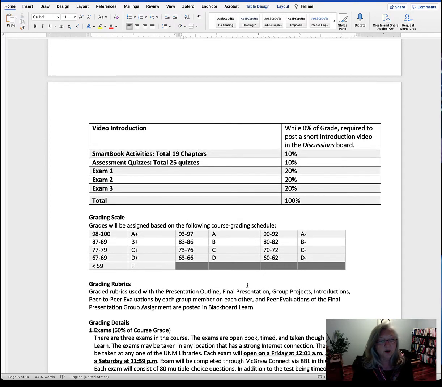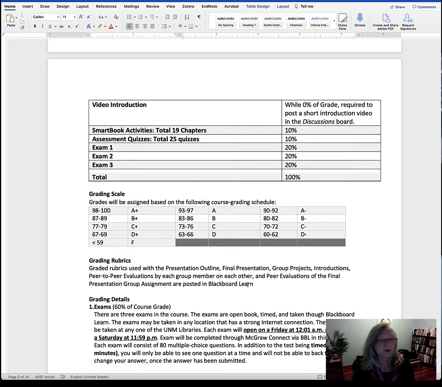You have Smart Book activities that are 10% of your grade. There are 19 of those. Obviously, each one individually doesn't count a lot, but it's important. And it helps to make sure that you read the book, you read the information, and it lets you know that you understood it.